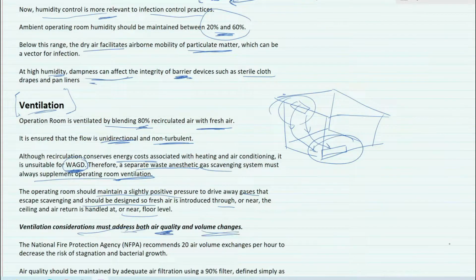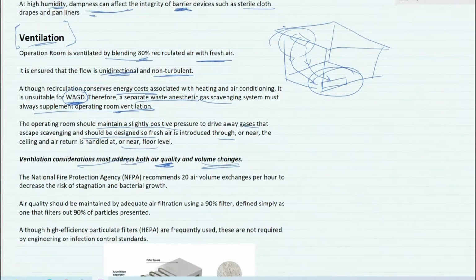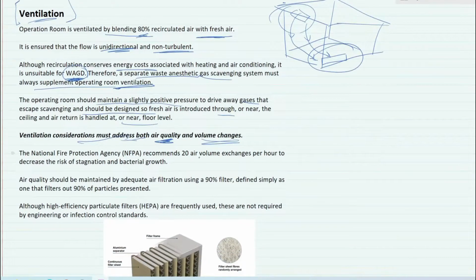Now we have an organization called the NFPA, the National Fire Protection Agency. This is actually a non-profit organization, and it deals with certain safety issues when it comes to occupational health and occupational hazards, which includes our OTs, operation rooms as well. It recommends that 20 air volume exchanges per hour should be done, and according to the studies and manuals of NFPA, this decreases the risk of stagnation and bacterial growth, right?